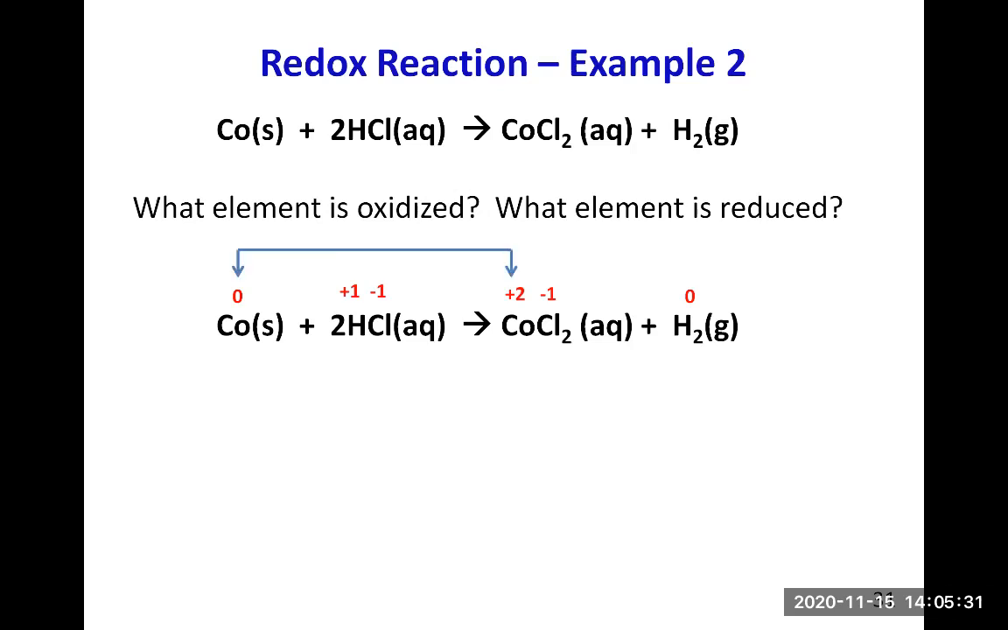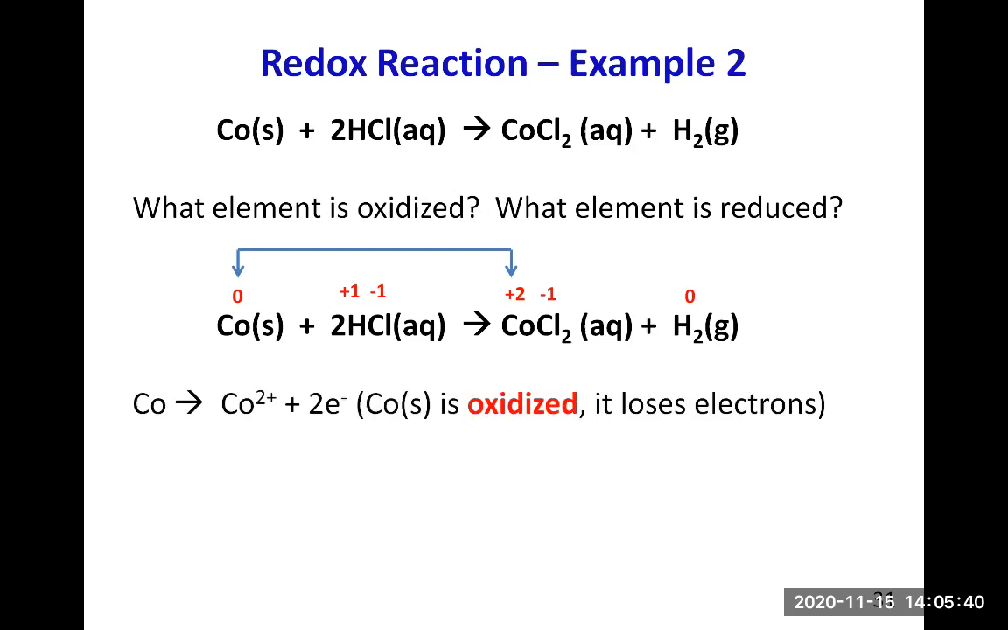So cobalt goes from an oxidation state of 0 to an oxidation state of 2+. If we write this for cobalt, we have cobalt by itself with no charge becomes Co2+, plus 2 electrons that have been taken out from the cobalt in its natural state. So cobalt here is losing electrons, so it's oxidized. The cobalt metal on the reactant side is oxidized. Be careful, it's not the Co2+ that is oxidized. It's the cobalt in its natural state that becomes oxidized when it becomes Co2+.